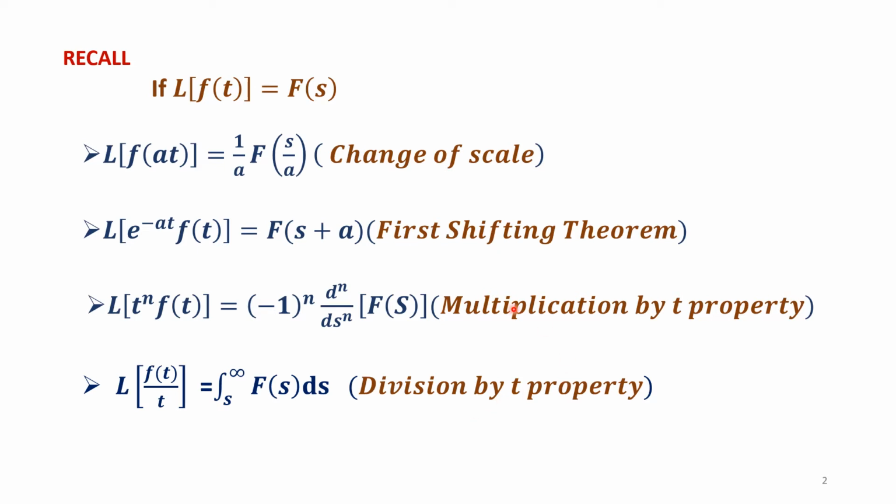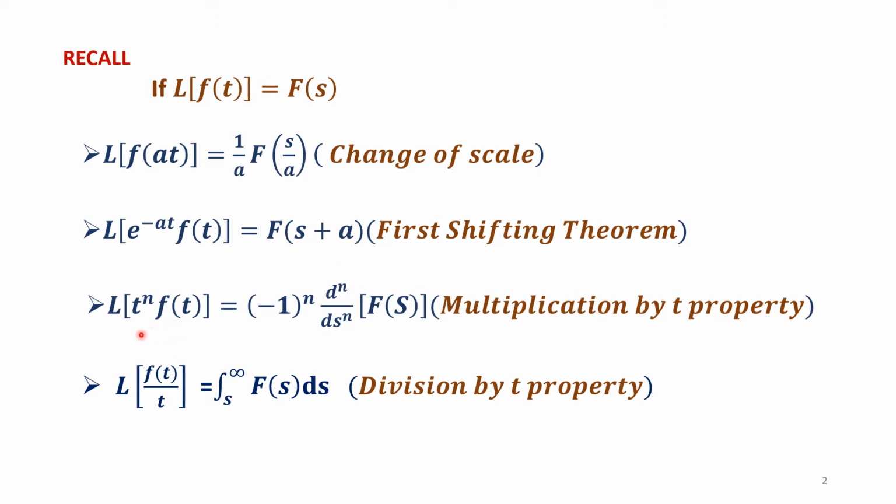So till now we have seen change of scale, first shifting theorem, multiplication by t and division by t. Change of scale is applied when L of f of t is F of s. We calculate L of f of at, which is given by 1 by a F of s by a. First shifting theorem is applied when f of t is multiplied by e raised to minus at. We calculate L of f of t, replace it by F of s, and whatever is F of s, replace s by s plus a.